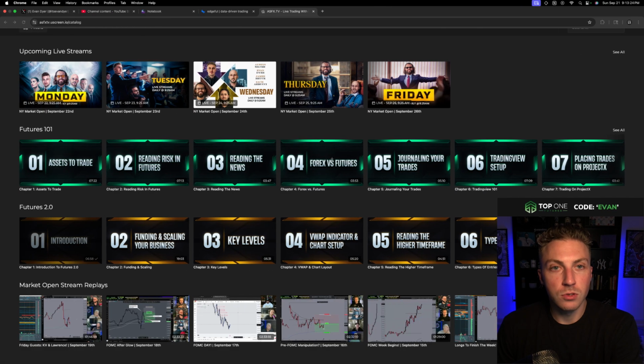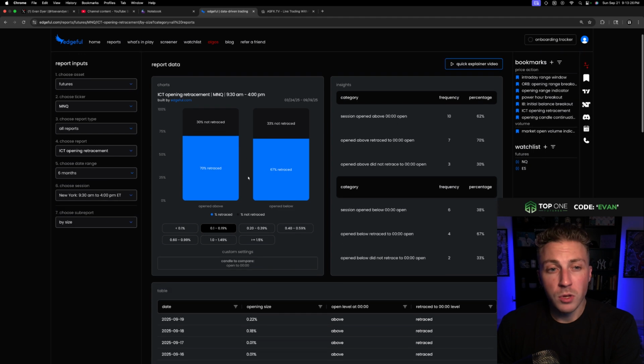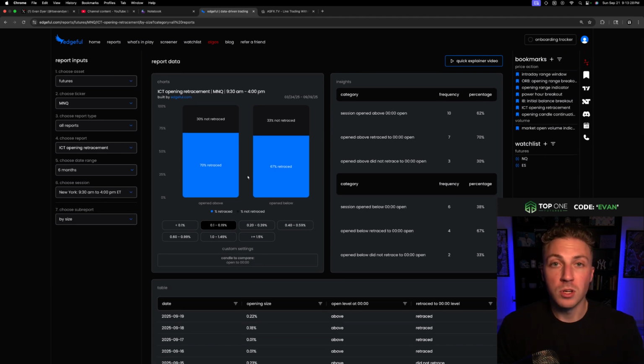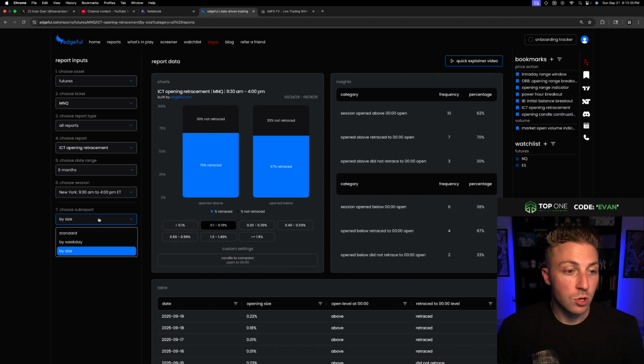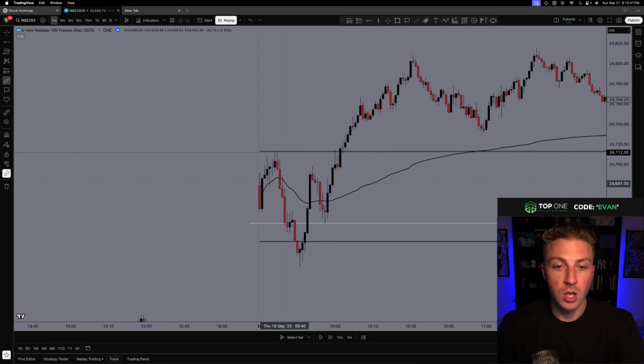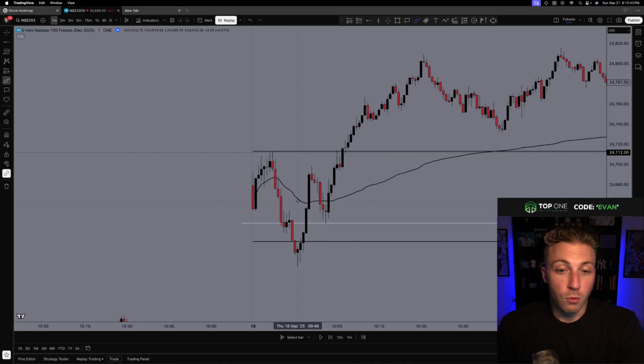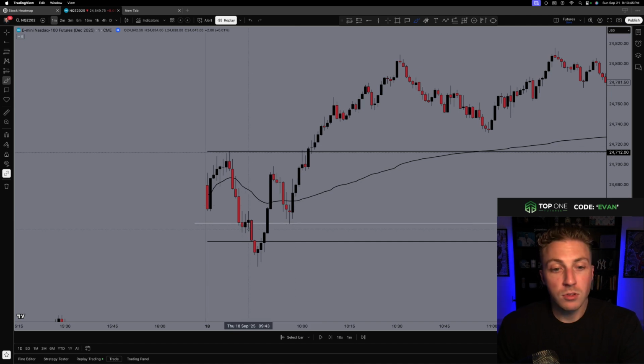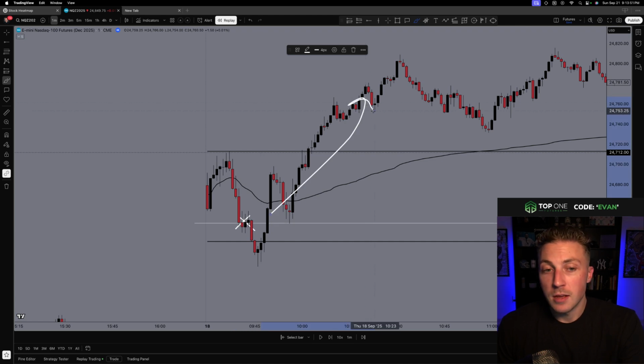If we go over here to edgeful, you can see on the ICT opening retracement, based off of the size we opened above that midnight price, 70% of the time would want to come back down and retrace to it. We could also go by weekday, and you can see by Thursday, 71. So pretty similar on both of those, that there's a 70% chance we want to go fulfill this stat before doing anything else, or maybe moving lower after that, maybe moving back higher. But the move at the open fulfills that stat, and then we come back higher the rest of the day, right? So maybe not a reason to chase the shorts.